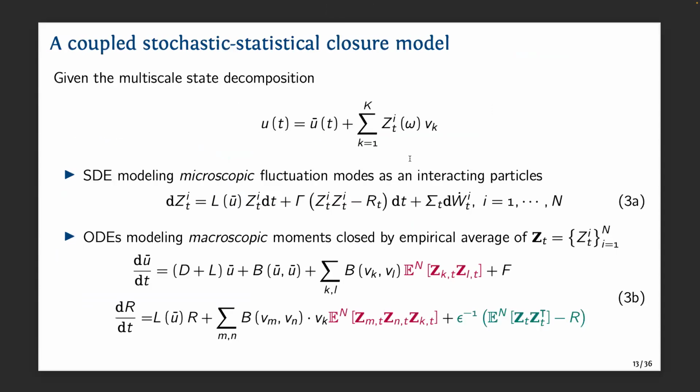We return to the original equation and do the same thing: we decompose the state into the mean and the fluctuation. Previously I didn't show you the SDE for the coefficients, and here I write it down explicitly. The difficulty is still here: it's this nonlinear coupling term, and Z is a high dimensional vector, and here we want to use the ensemble to approximate it.